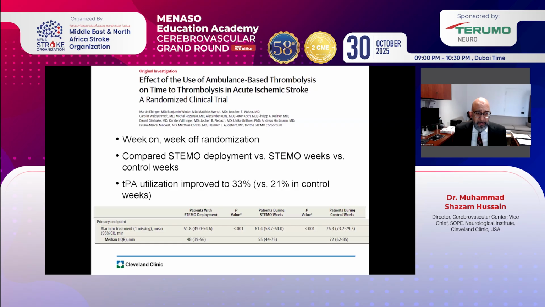But take a look at the TPA utilization in the STIMO weeks. That increased the rate of utilization up to 33%. So again, already an excellent system, and we're improving TPA utilization even further. And if you look at that alarm to treatment decision time point again, you can see here that they were able to do it with the STIMO deployment in 51 minutes versus their standard week of 76 minutes. So again, a substantial amount of time savings by using the mobile stroke unit.